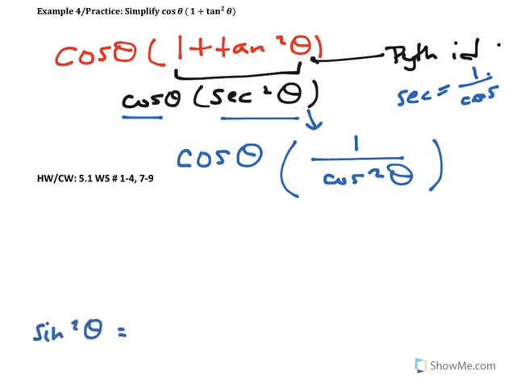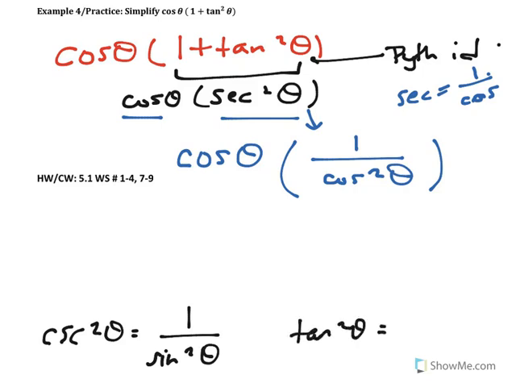If I'm talking about, we'll use the more obvious one, cosecant squared, that's just 1 over sine squared. Or even the reciprocal identities. So tangent squared, that's just sine squared over cosine squared. They work the same way when they're regular as when they're squared and tripled and so on and so forth.